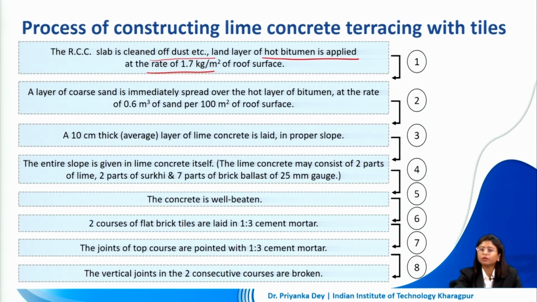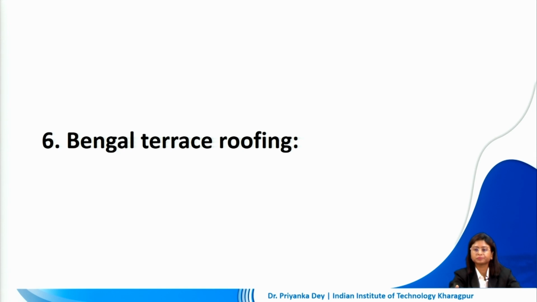2 courses of flat brick tiles are laid on top of this in 1:3 cement mortar. The joints of the top course are pointed with 1:3 cement mortar, and the vertical joints of the 2 successive layers are broken to ensure there is no continuous joint, because water can actually enter through the continuous joints. So, that was lime concrete terracing with the help of tiles.